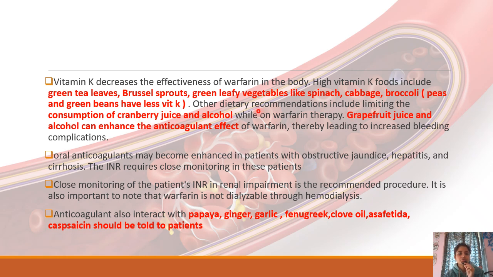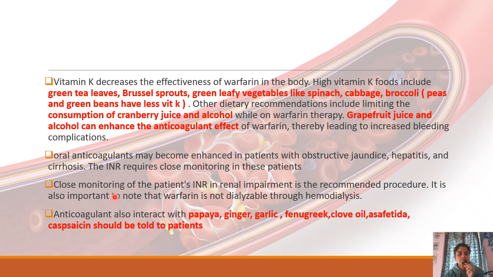And cranberry juice and grapefruit juice should not be taken because they increase the chances of bleeding. They inhibit the liver enzymes, so the metabolism of warfarin does not take place, and its availability becomes more in the body. Then oral anticoagulants' action gets enhanced in patients who have any liver disease, hepatitis, cirrhosis. So INR should be closely monitored.